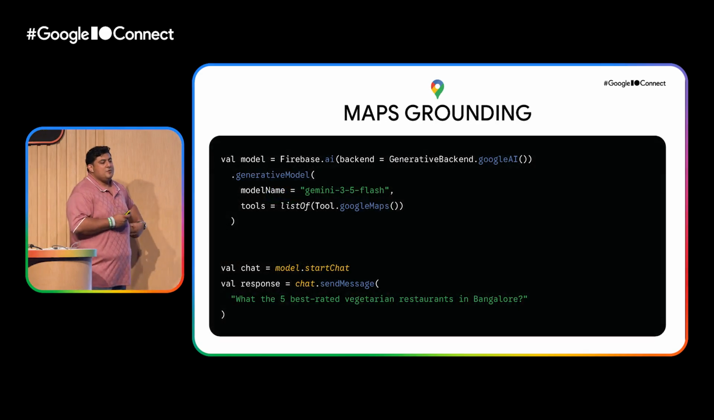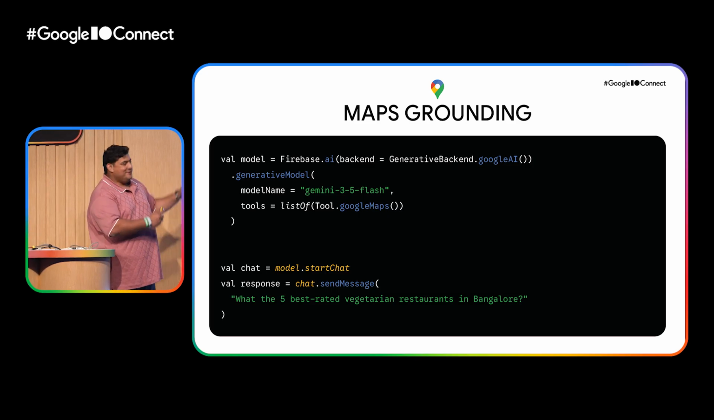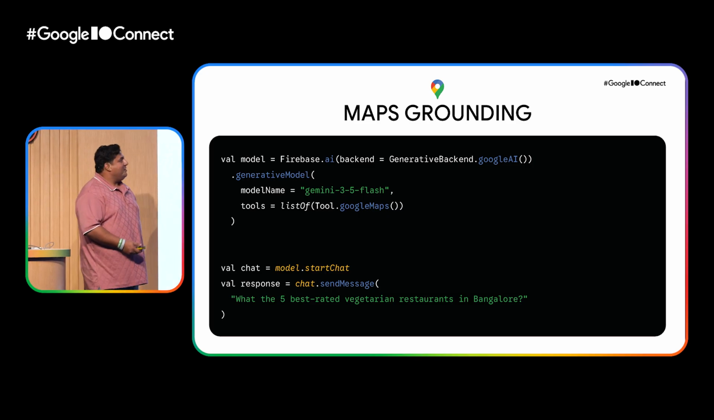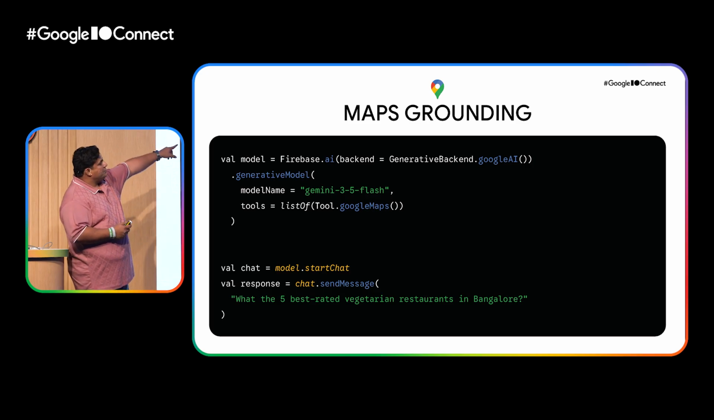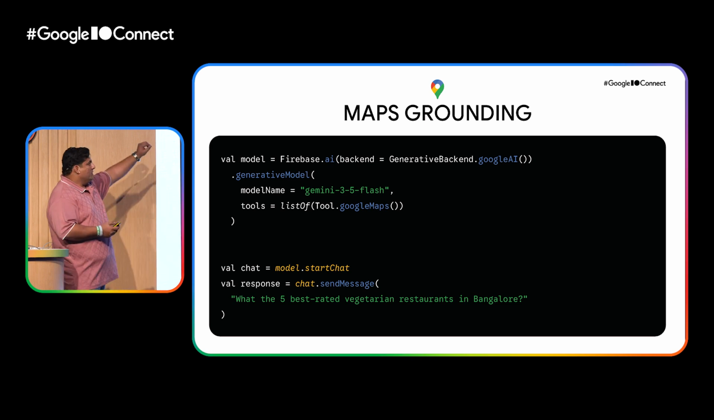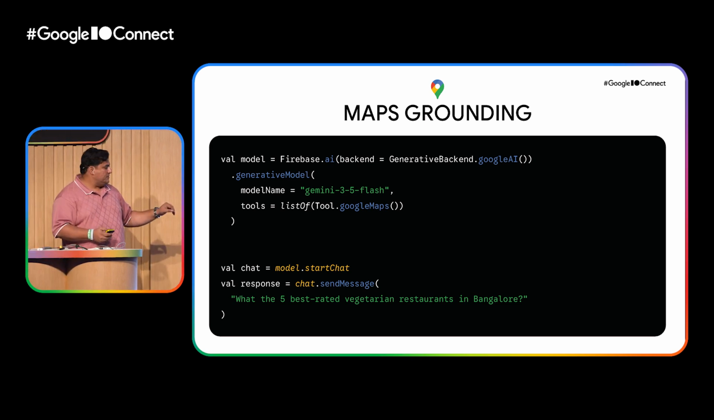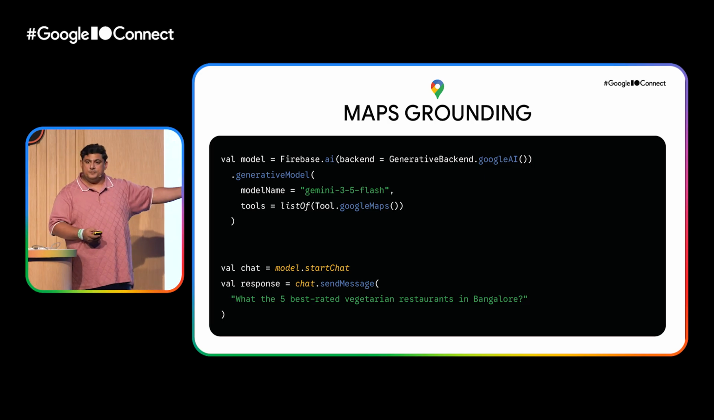Let's see that with one example. A little bit of code. Very little code though. We initialize our model where you are actually going to give in the tools. You give tools.google.maps. This is an example of maps grounding. With just that, you would be able to ask questions which are location aware, like what are the best 5 vegetarian restaurants in Bangalore?